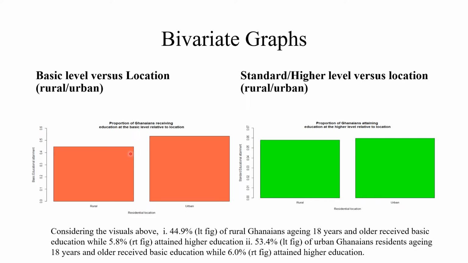Using the column percentages from the previous slide, I plotted a bivariate graph. From this bivariate display, you realize that we have a higher percentage of students from the urban centers achieving basic education. And when we come to standard education, the bar is also slightly higher than those in the rural areas, indicating that there is indeed a difference when you compare location-wise.